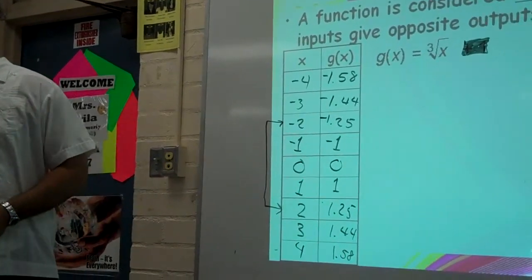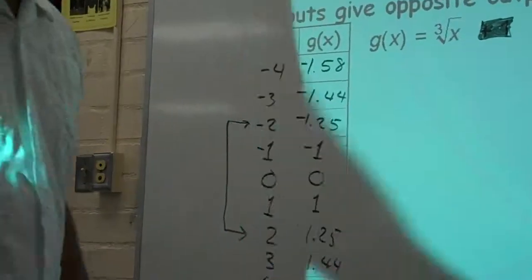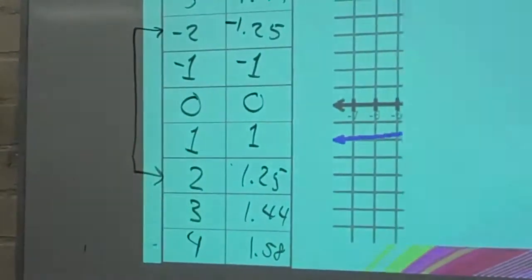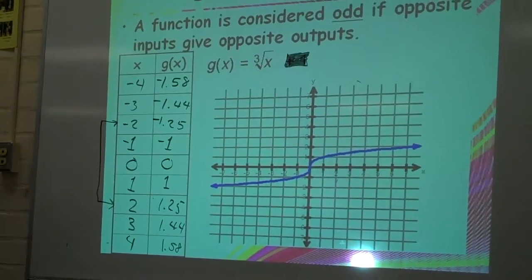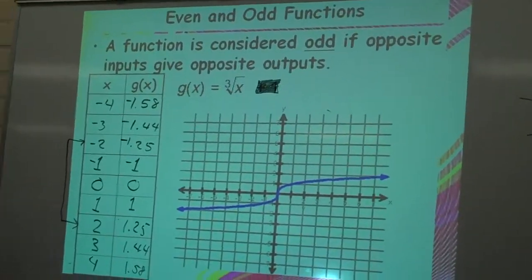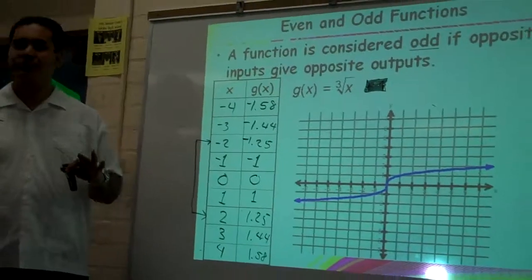Now we can see that in the graph. And the graph looks something like that. I do want you to make a quick sketch of the graph in your notes. But before you do, let me get your eyes up here.